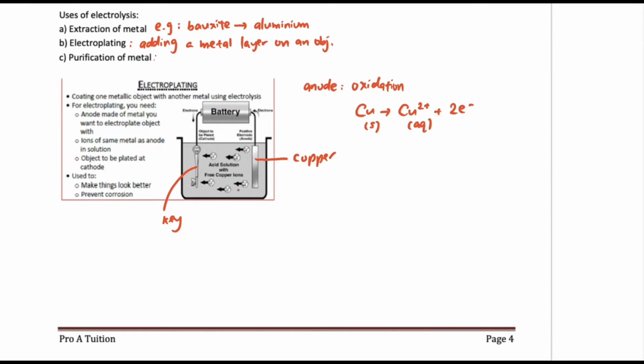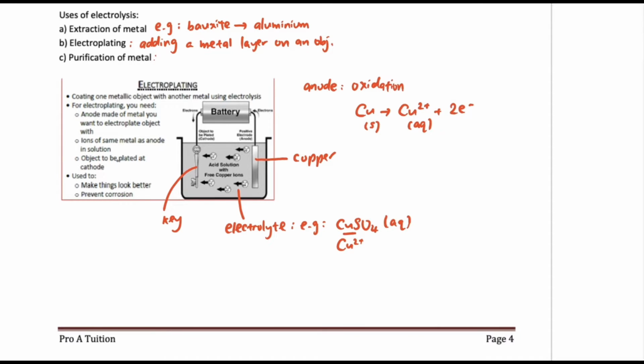That means the solution, the electrolyte here. For example, you can use something with copper, for example copper 2 sulfate. Copper is there, copper 2 plus is there. So we have to make sure the ions are the same element as the anode. If the anode uses copper, then the electrolyte must have copper as well.